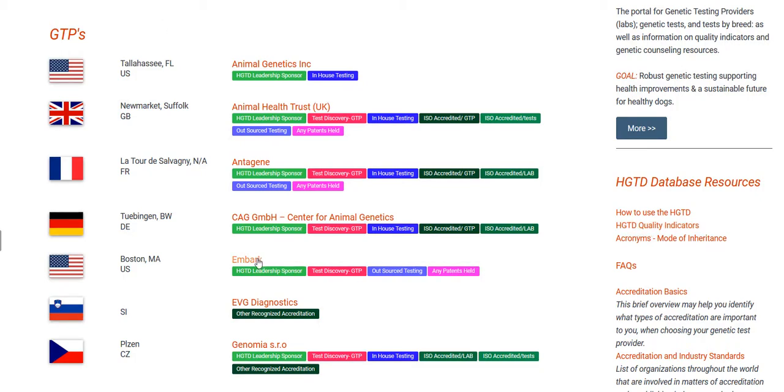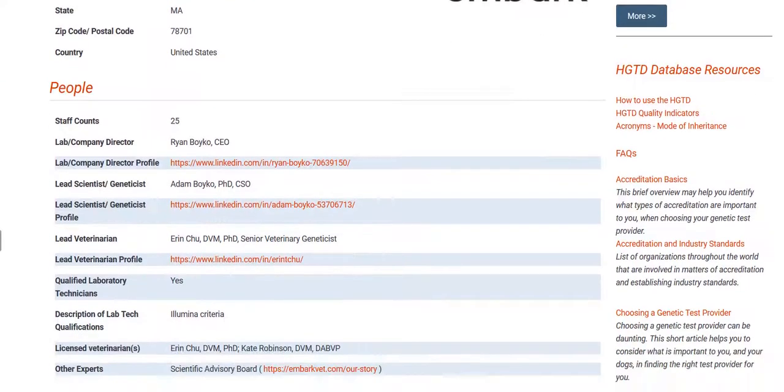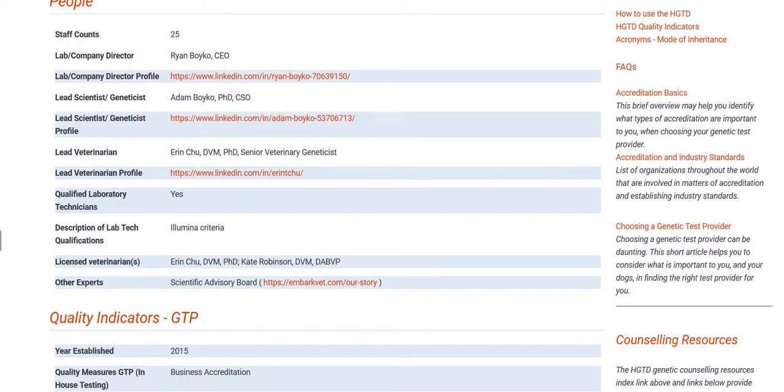If we click on one of these labs, let's go see what we've got in here, there's a wealth of information provided. You will get their website, some general information, contact information. It's about people, and quality indicators are also given. These would be particularly helpful if you needed to reach someone at the lab.